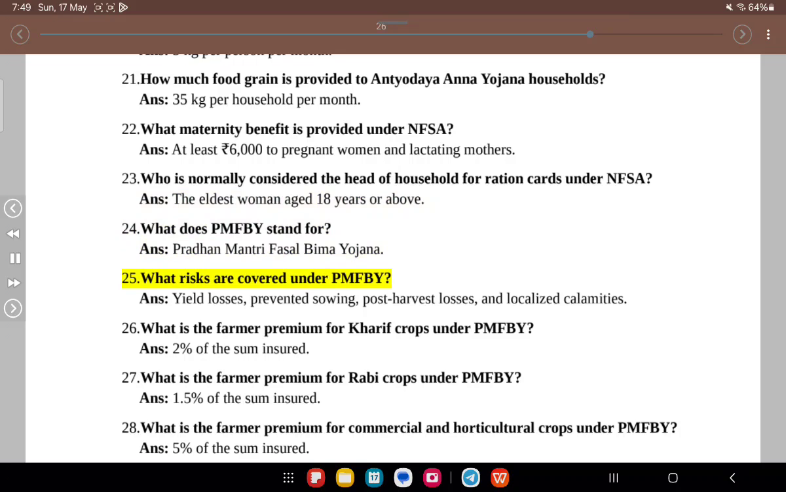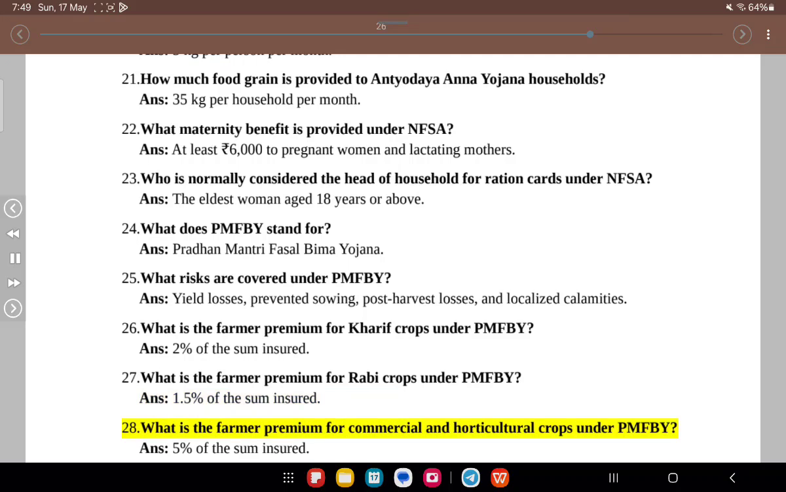25. What risks are covered under PMFBY? Ans. Yield losses, prevented sowing, post-harvest losses, and localized calamities. 26. What is the farmer premium for Kharif crops under PMFBY? Ans. 2% of the sum insured. 27. What is the farmer premium for Rabi crops under PMFBY? Ans. 1.5% of the sum insured.